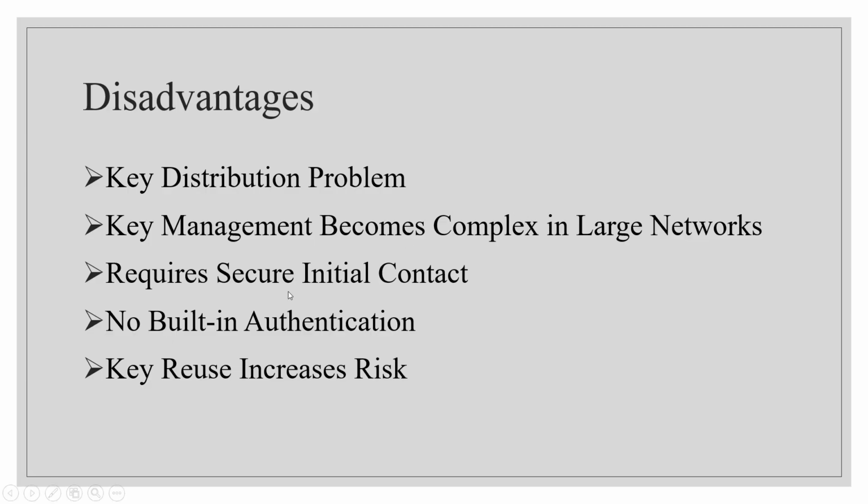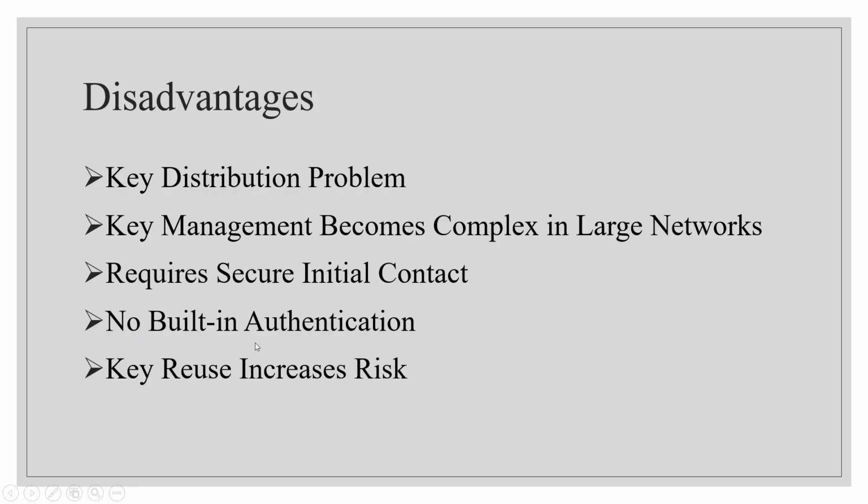Third is requires secure initial contact. Both parties must agree on a key beforehand using a secure method, for example in person or a trusted third party. This makes it impractical for first-time communication over public networks without additional mechanisms.